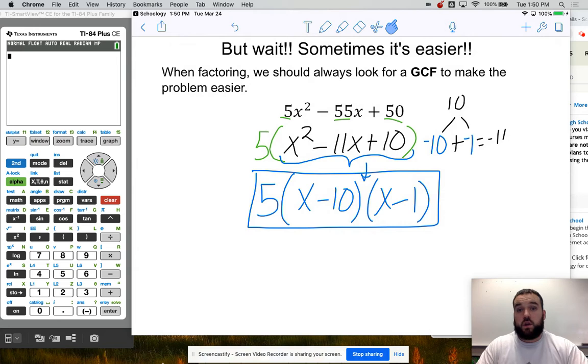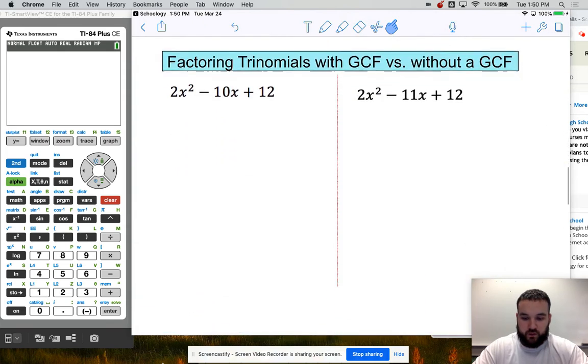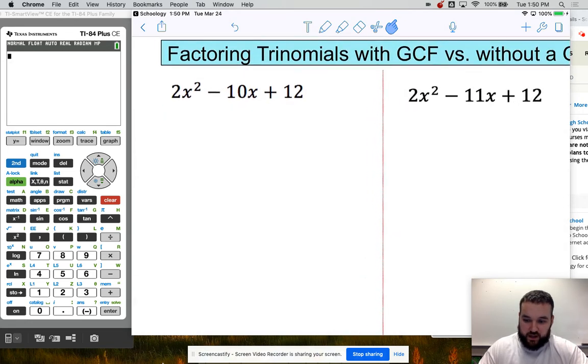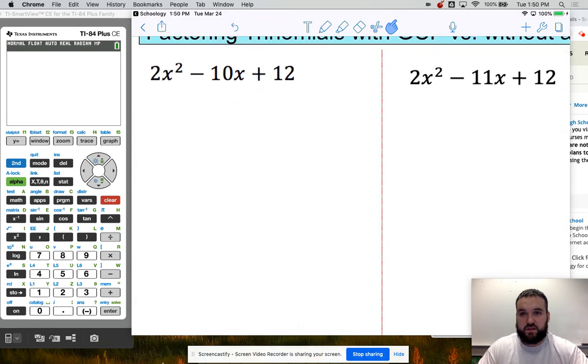Okay. You could do the AC method for this. You could multiply 5 times 50 and get 250. But then you would have to find two numbers that multiply to 250 and add to negative 55. And that's not an easy task. Okay. So we're going to be so much better off just finding if there is a GCF, take it out right away. Okay. And really, the last thing I want to take a look at is comparing side by side two of these problems.